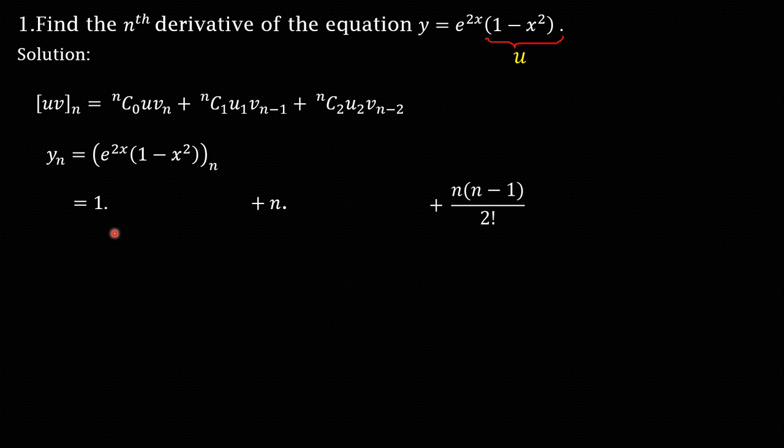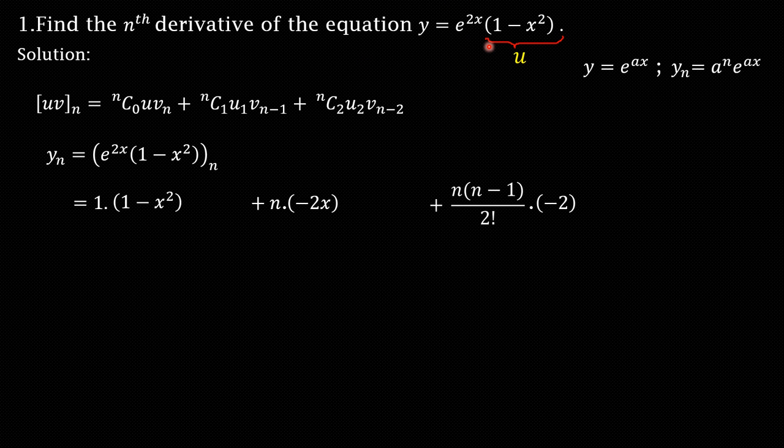Let me just write u then. What is your u over here? u is 1 minus x square. u1 is nothing but differentiation of 1 minus x square. What is the derivative of 1 minus x square? It is minus 2x. u2, that is nothing but differentiation of u1. What is the derivative of minus 2x? It is minus 2. Then vn is nothing but, what is your v over here?